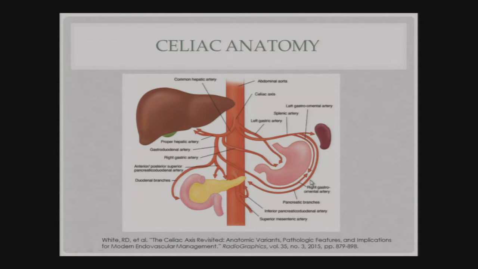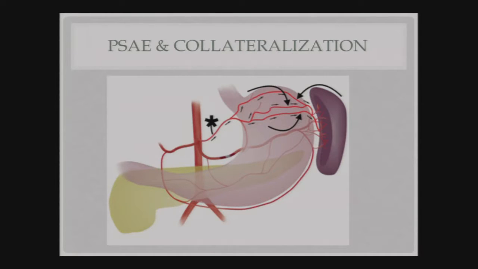And then you have pancreatic branches coming this way. And then the short gastrics are not depicted or labeled here, but you have those as well. So when you do a proximal splenic artery embolization, the collateral blood flow, I'd always struggle to visualize this. I thought this was a good representation of this.